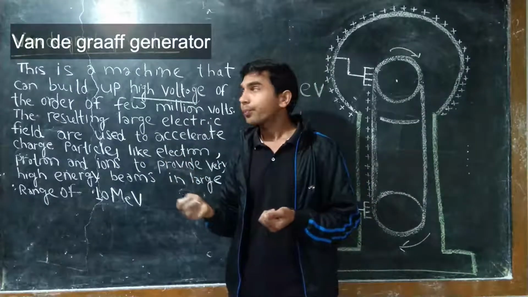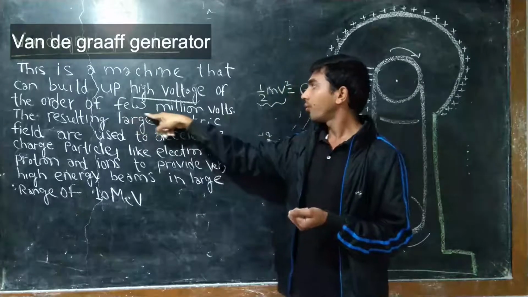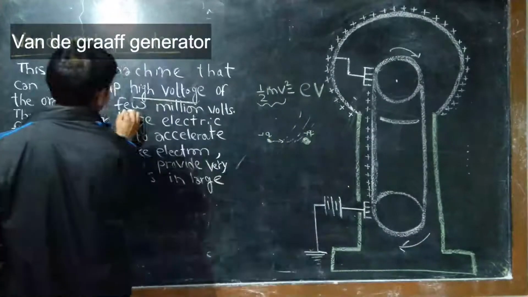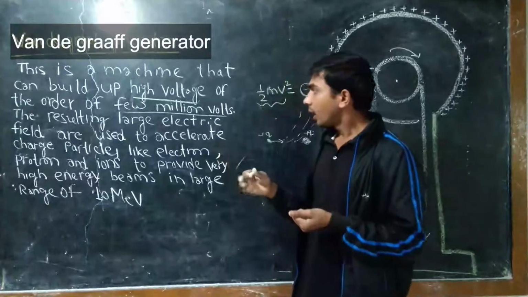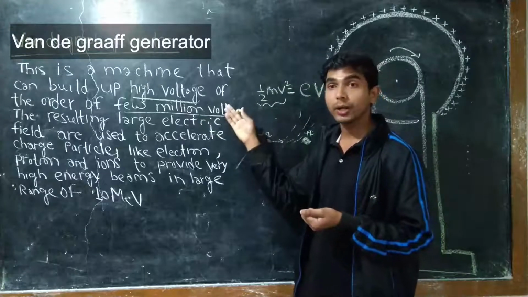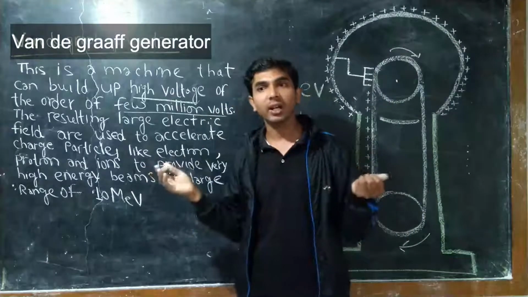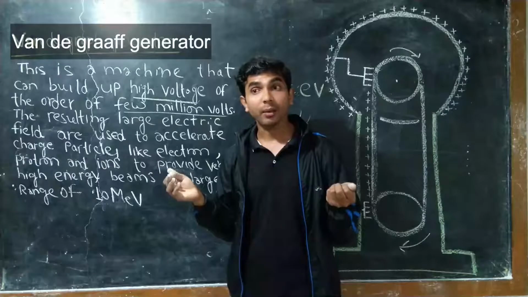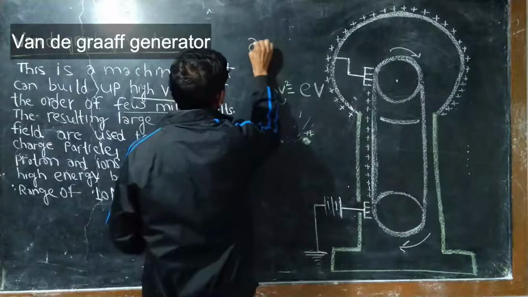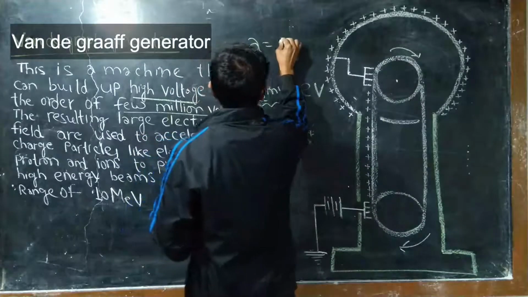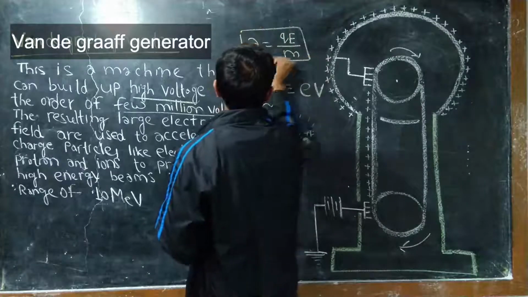So this is a machine that builds up high voltage, of the order of a few million volts. You can see a few million is a very high voltage. A few million volts will produce a high electric field, and if the electric field is high, the particle will accelerate more, because you know the acceleration of the particle is qE by m. I hope you know this.